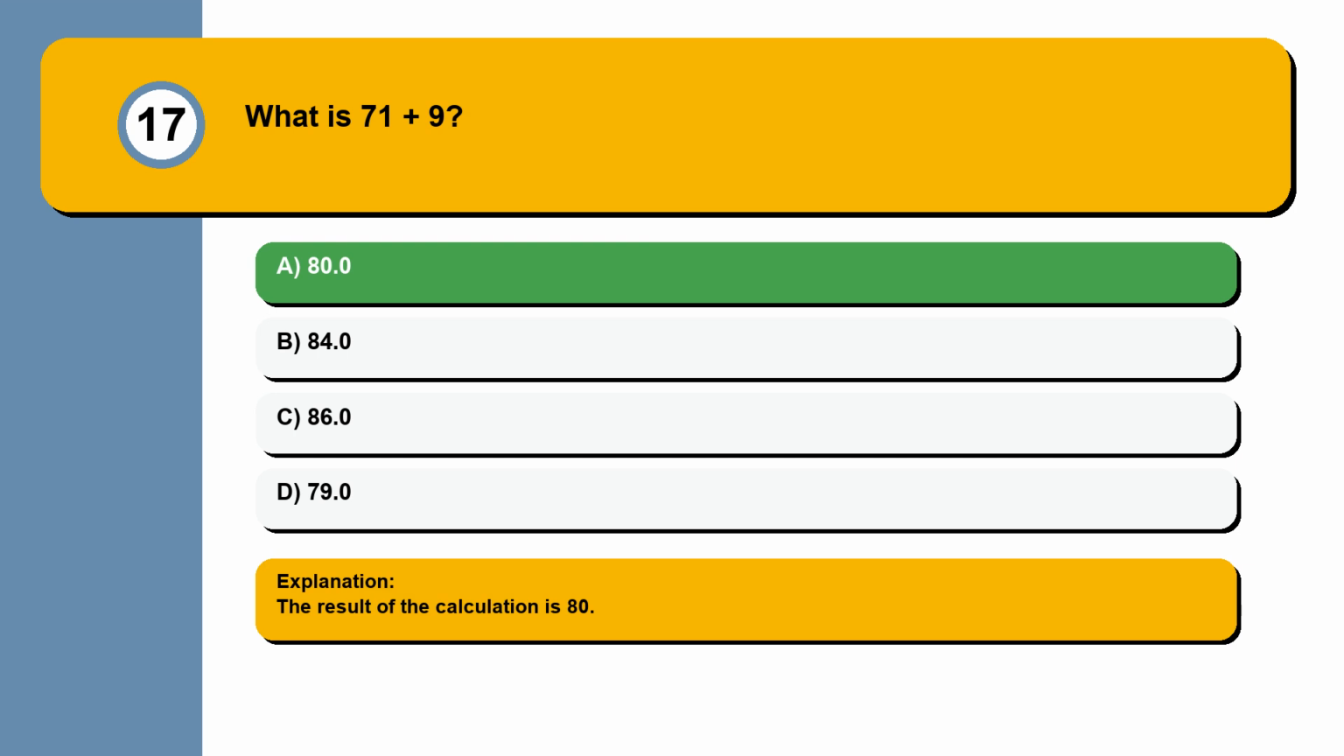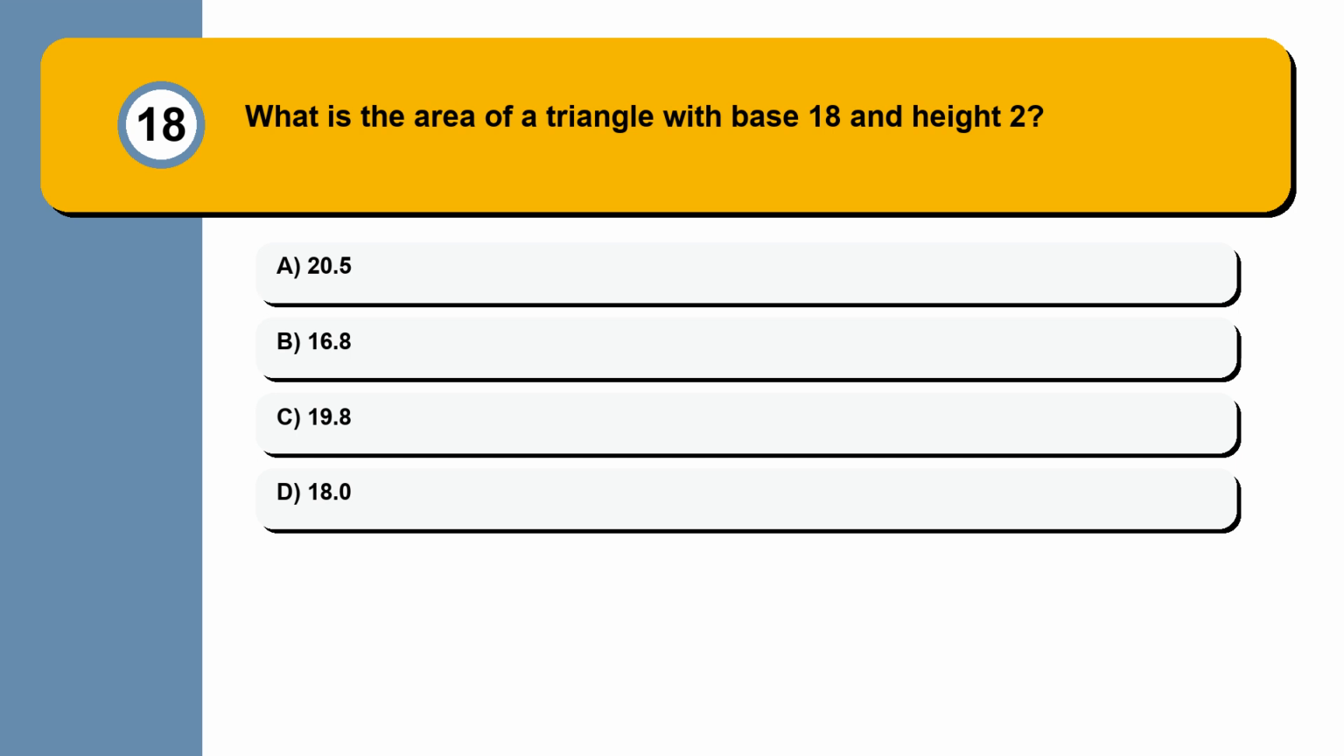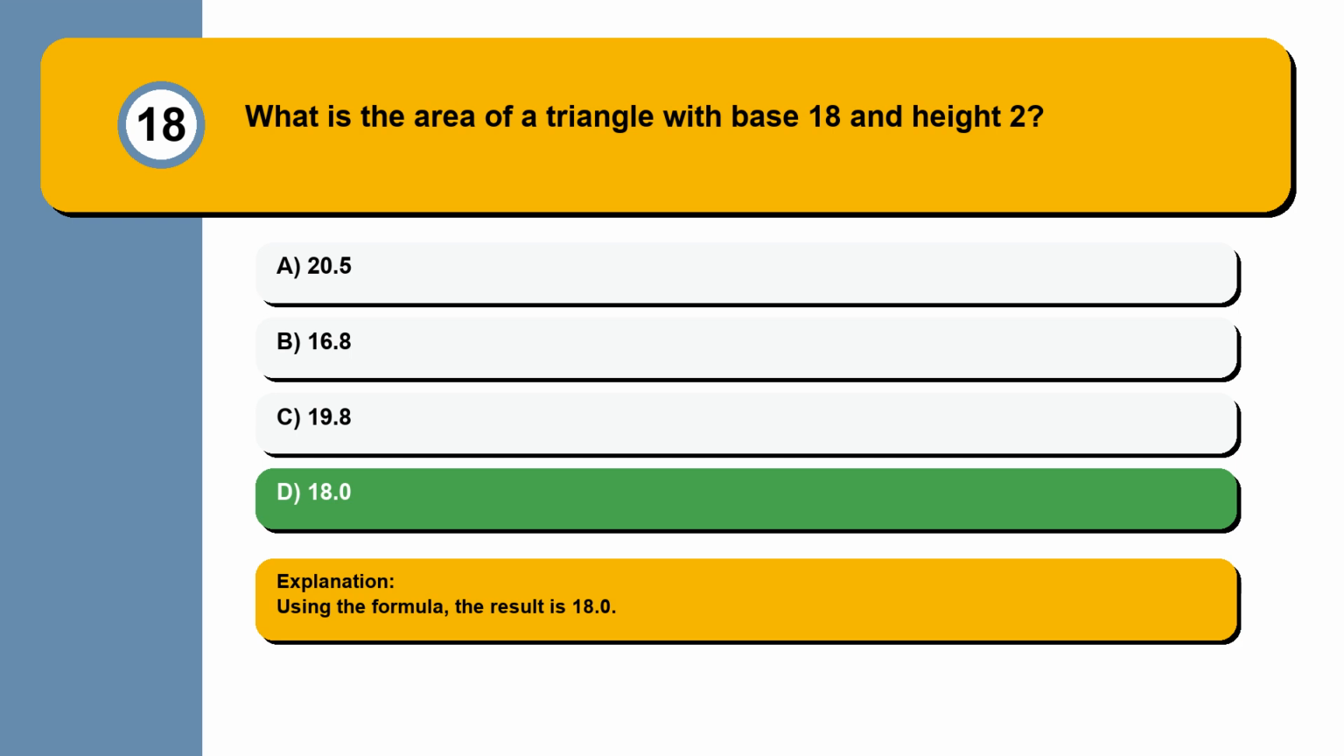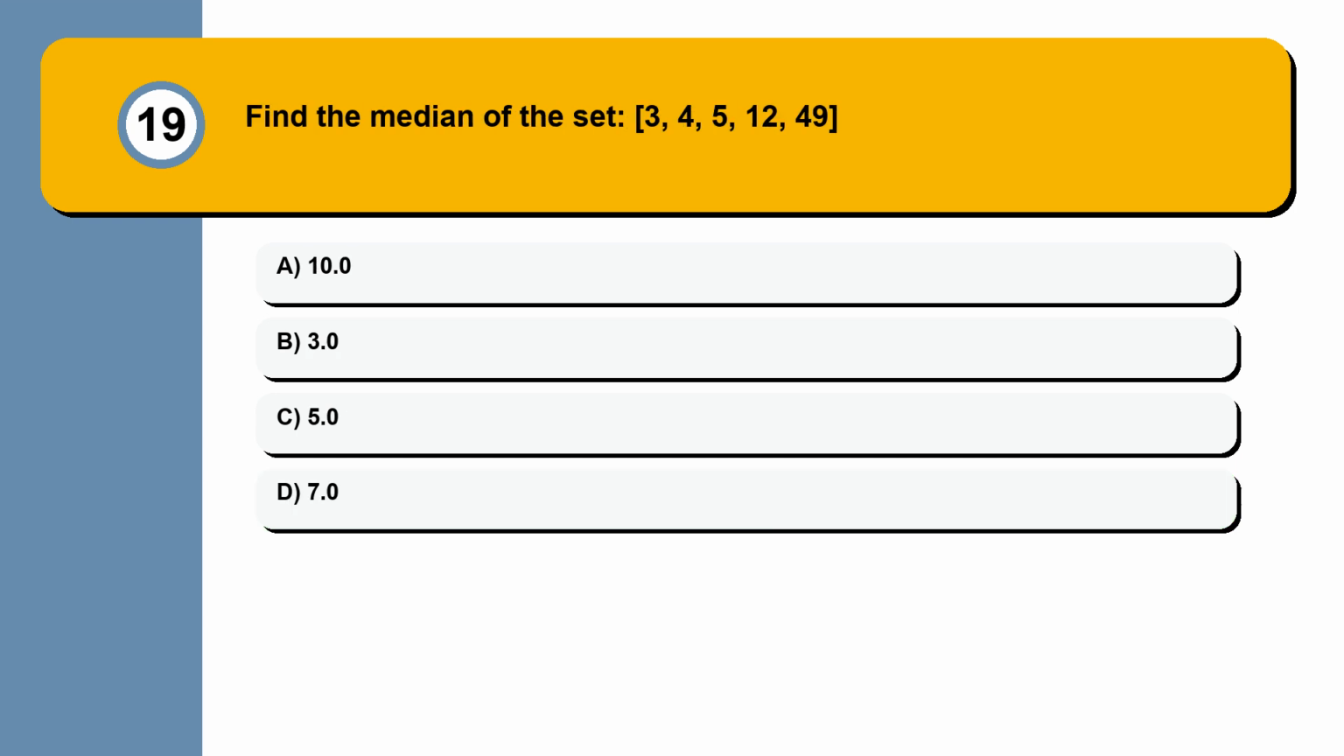Question 18. What is the area of a triangle with base 18 and height 2? 20.5, 16.8, 19.8, 18.0. Using the formula, the result is 18.0. Question 19. Find the median of the set 3, 4, 5, 12, 49. 10.0, 3.0, 5.0, 7.0. Calculated result is 5.